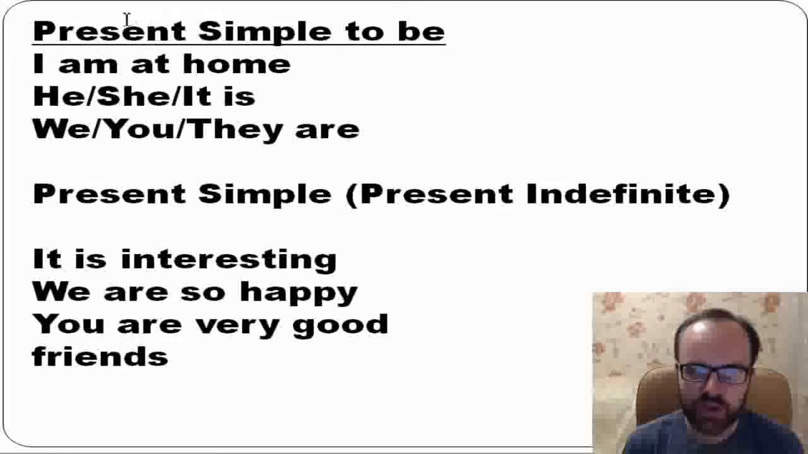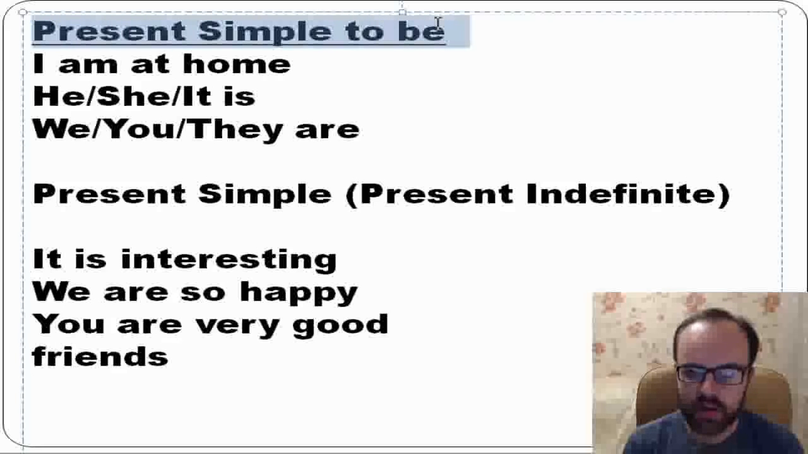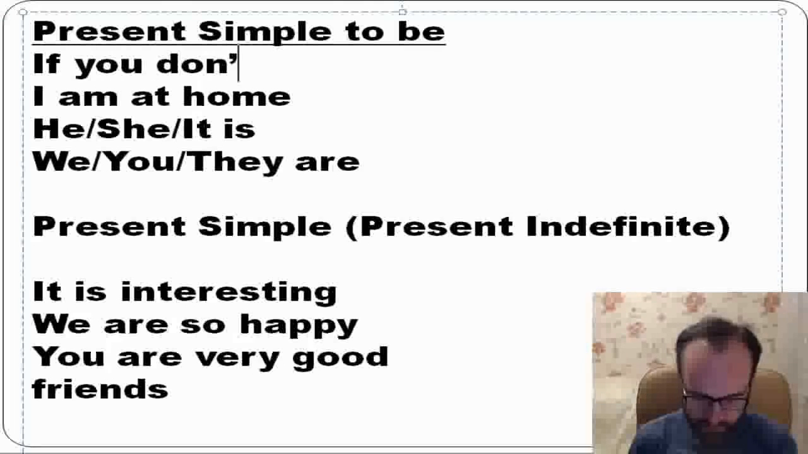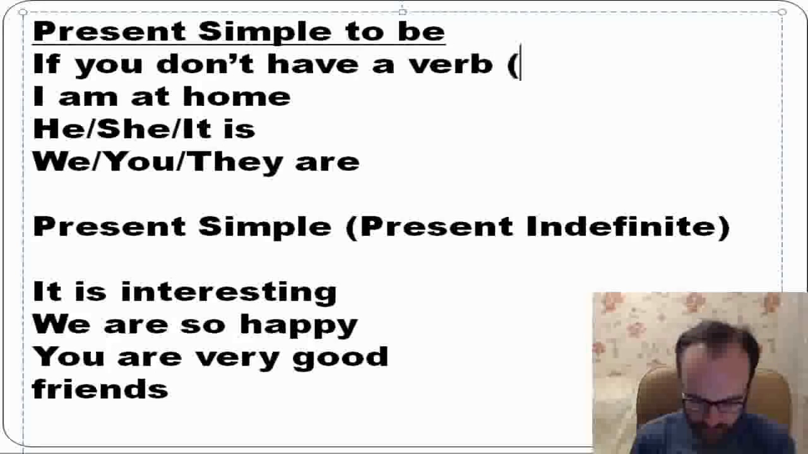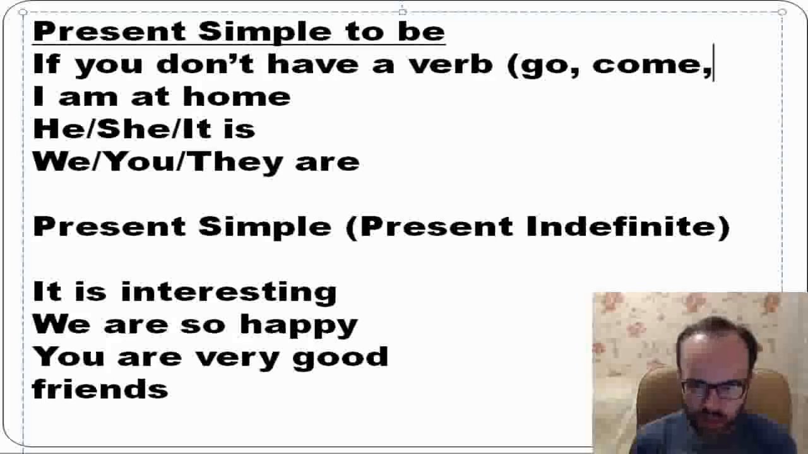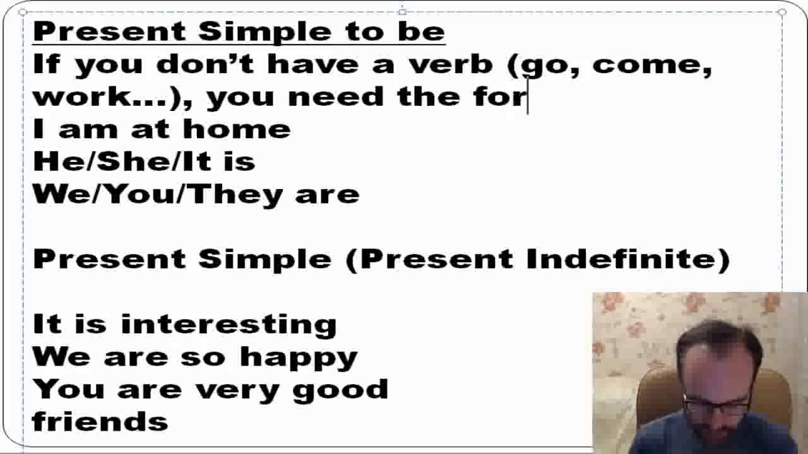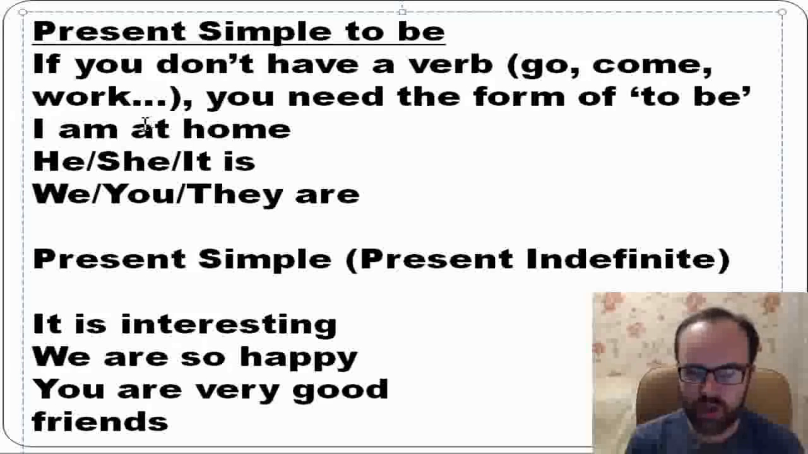Yeah, sometimes you need to use to be in present simple. So when do we use to be? There is one rule. If you don't have a verb in the sentence, for example go, come, work, and so on, you need the form of to be. So it's am, is, or are. Look, I am at home. Do you have a verb in the sentence? No.